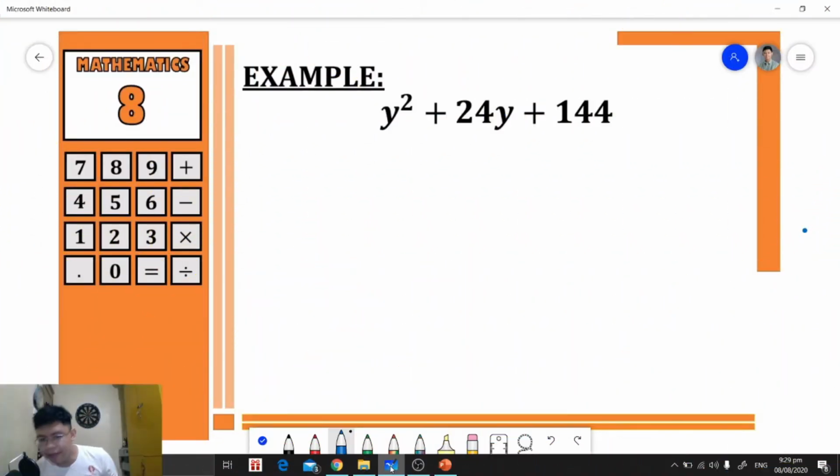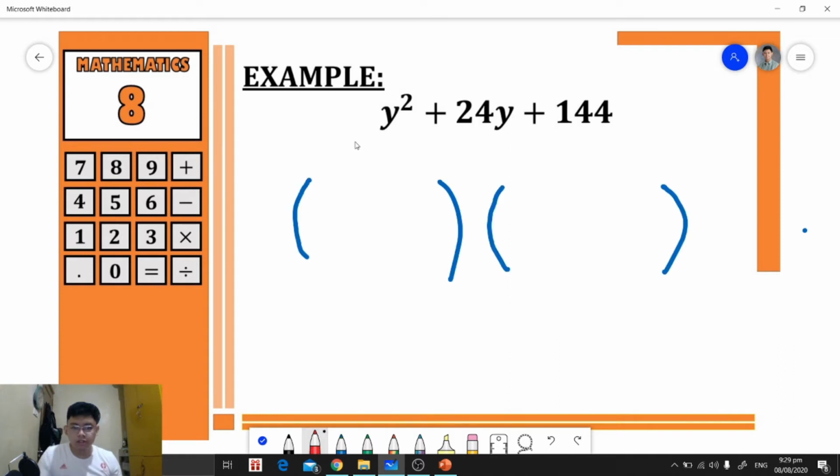Okay, so let's have an example. For example, we have y squared plus 24y plus 144. The first thing that we need to do is to prepare our grouping symbols. First step is for us to get the square root of the first term. The square root of the first term will be y. Now we will copy y, the square root of the first term, to all the groups. That will be the first term of each group.